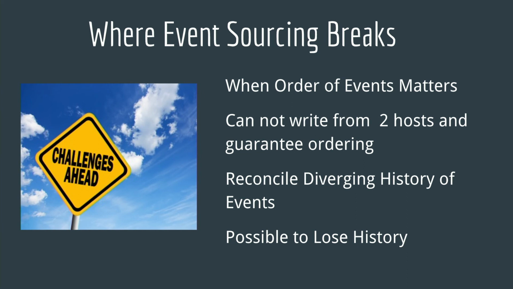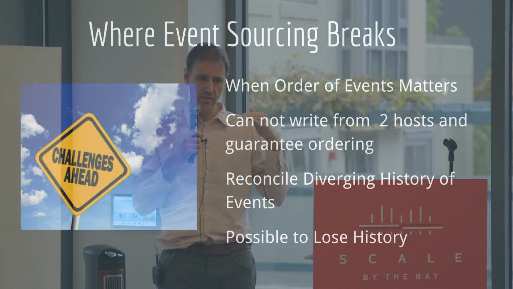There's a lot of use cases where the order of events matters, where I have to have an exact linear order or serializable order of events. And when this exact order matters, if I have two hosts or two servers writing my events in parallel to my database or any kind of data store, these events can get out of order. When I can't guarantee that these events being written in parallel are placed in the exact same order, I'm going to end up with a divergent history of events.